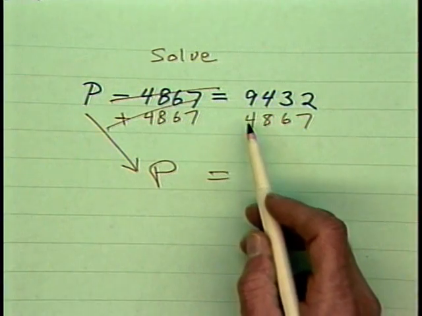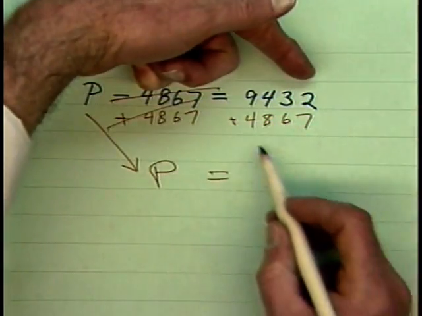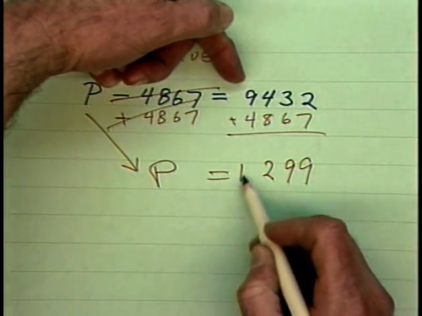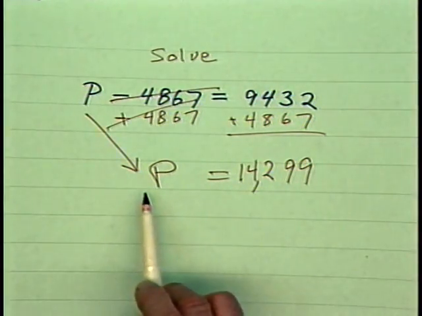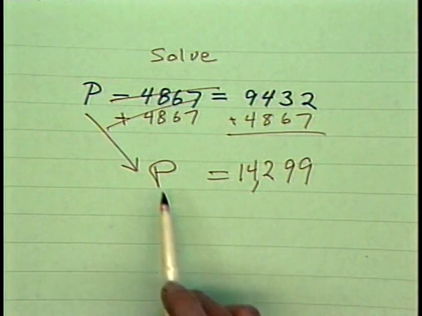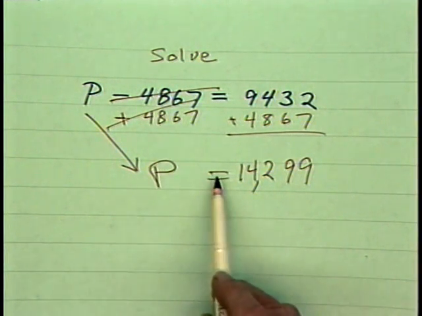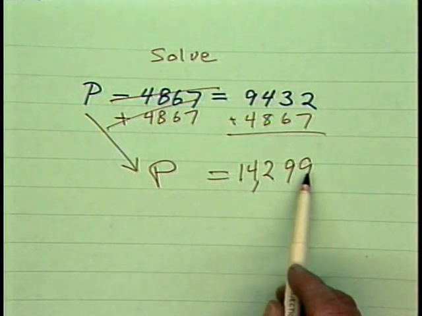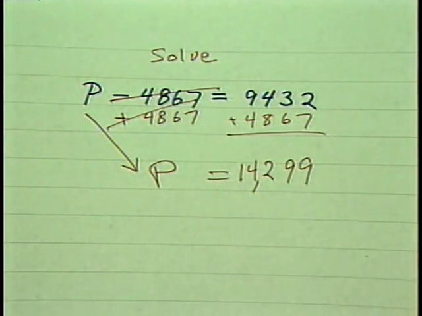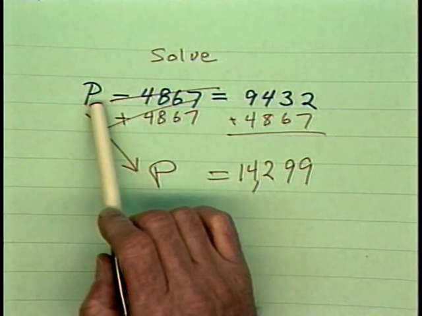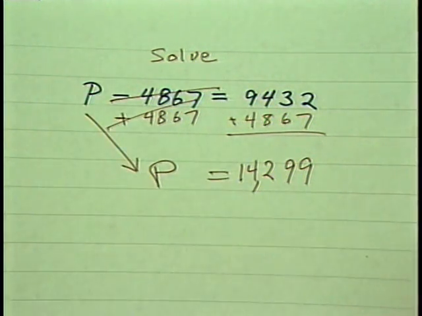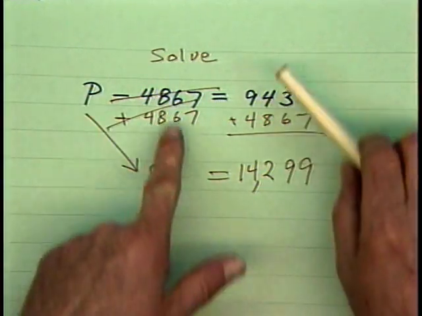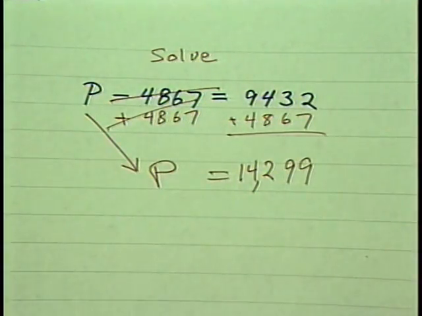Then on the other side, we complete our arithmetic, and we would get 9, 9, 2, 14. So now just reading the sentence back, we have my number P is 14,299. See, nothing mysterious about that. It's just a mark on a piece of paper to stand for a number which I don't know yet, and by maneuvering I can find out what it is.